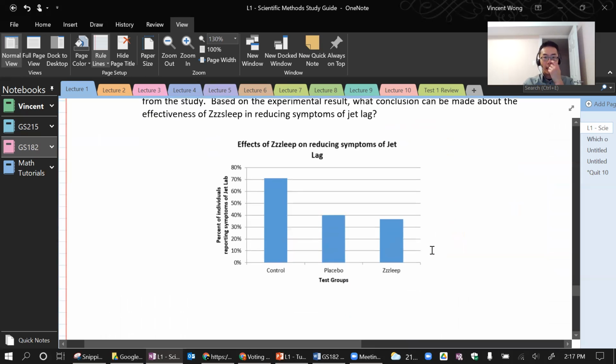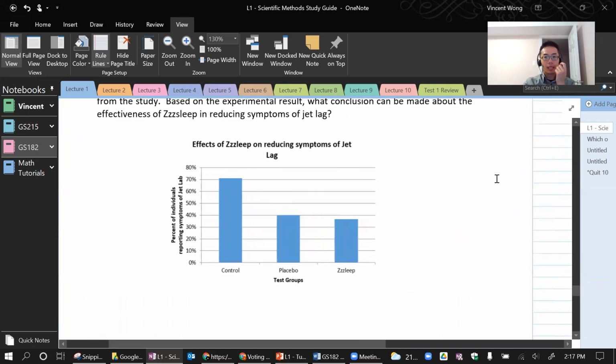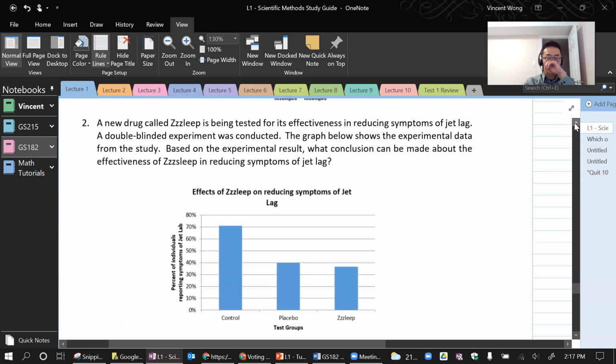Okay, next one. This one also confused a lot of people. So let's talk about this. Basically, we have a new drug that will help reduce jet lag symptoms. And in a double-blind experiment, we see that these are the results. So control group, 70% reported that they have jet lag.